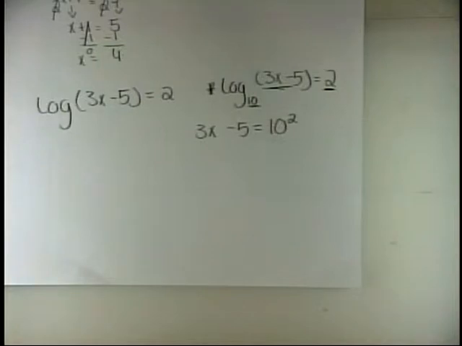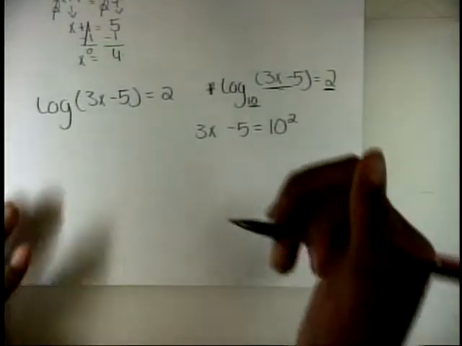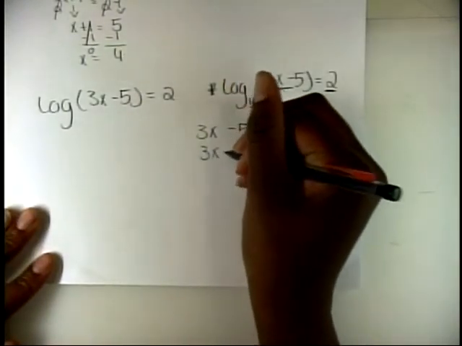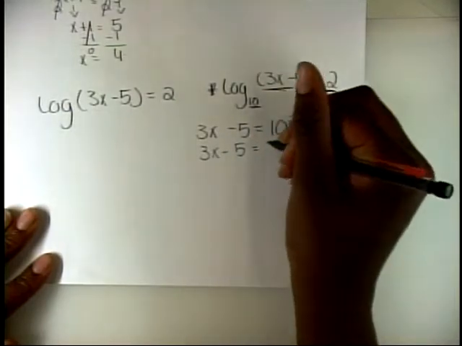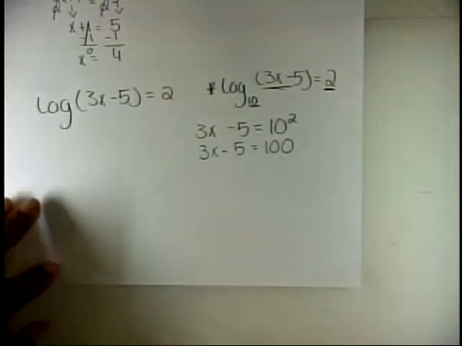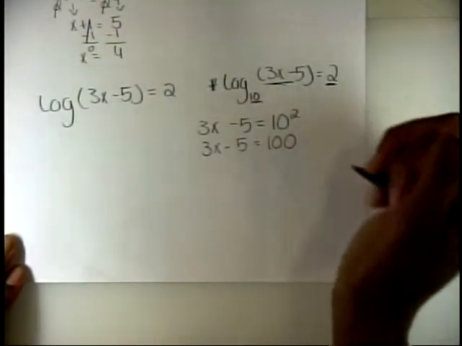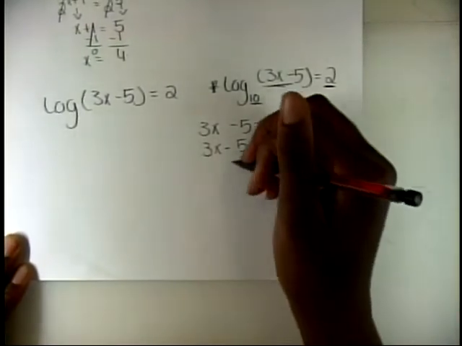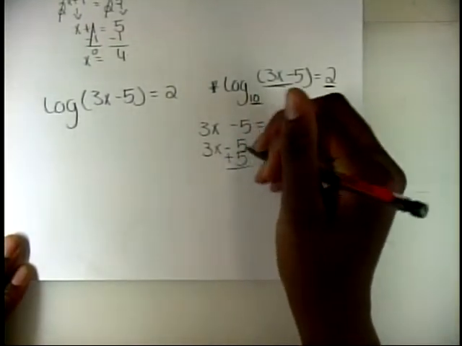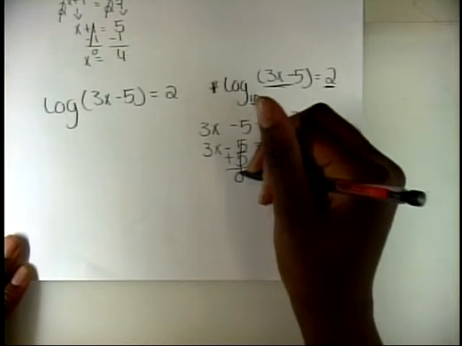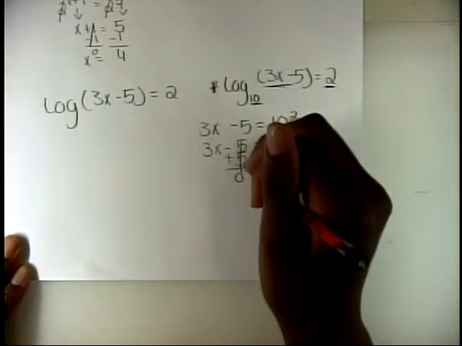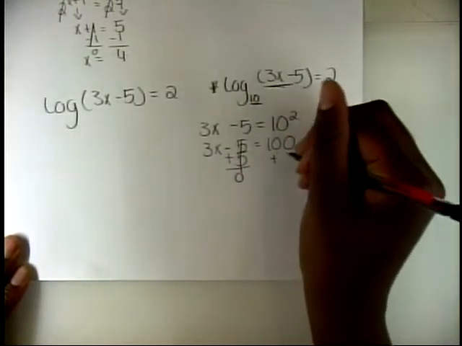So now we have to square 10, which will get 3x minus 5 equals 100. So now we solve for x. We have to move 5 to the other side, and while doing that, we will add 5. That will cancel out because negative 5 plus 5 gives us 0. So we come over here and add 5.